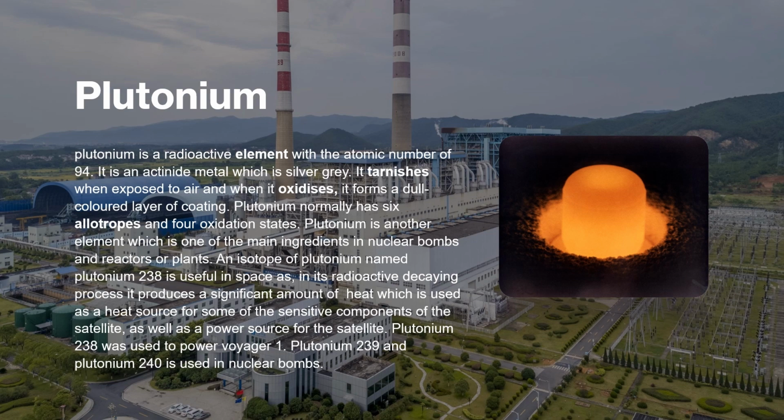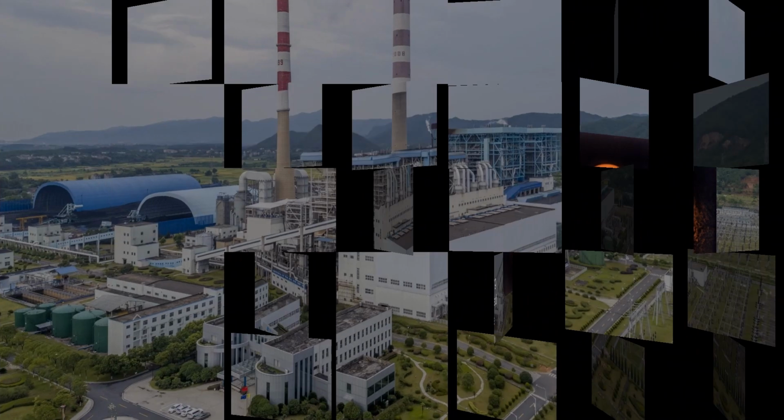An isotope of plutonium named plutonium 238 is useful in space because of its radioactive decaying process. It produces a significant amount of heat, which is used as a heat source for some of the sensitive components of the satellite, as well as the power source of the satellite. Plutonium 238 was used to power Voyager 1 as well as Voyager 2. Plutonium 239 and plutonium 240 are used in nuclear bombs.